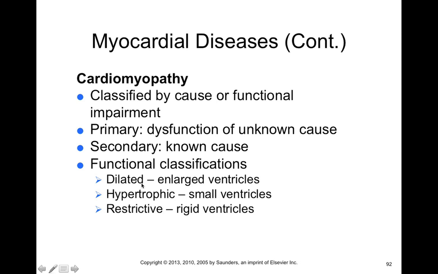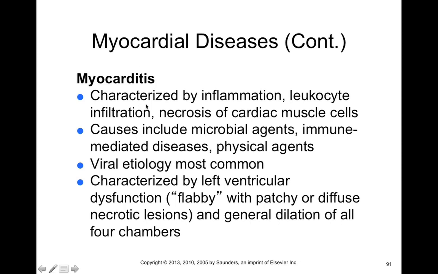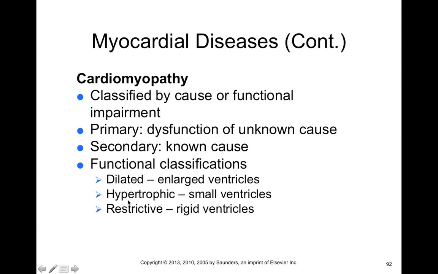A dilated kind of cardiomyopathy is where you have enlarged ventricles, and you might see this with the last form of myocardial disease we talked about, as myocarditis would be a form of dilated cardiomyopathy. Hypertrophic cardiomyopathy could come about from an increase in the size or thickness of the myocardium. And we talked about how hypertrophy can come about from stenosis of different types of heart valves. Or restrictive cardiomyopathy could occur where you have rigid ventricles due to an accumulation of scar tissue.